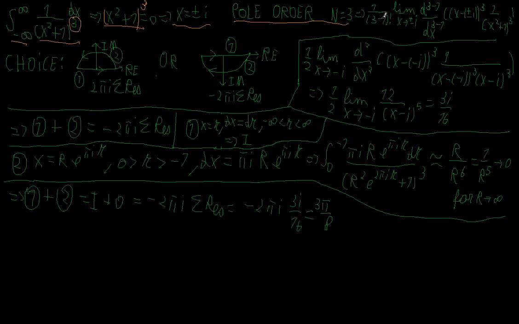So in this case it's 1 over (3 minus 1) factorial times the limit as x approaches our poles at plus or minus i of the (3 minus 1)th derivative, so the second derivative, of (x minus plus or minus i) to the third power, because n is equal to 3, times our function, 1 over (x squared plus 1) to the third power. Yes, and so we will use it, but first we need to make a choice.